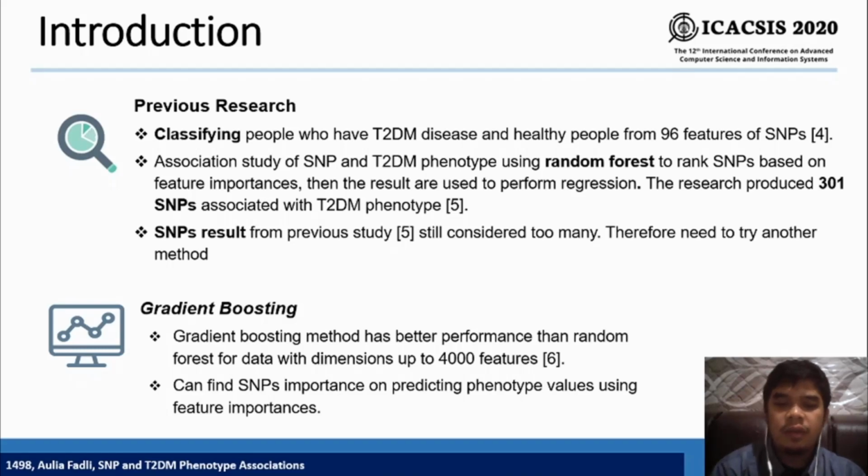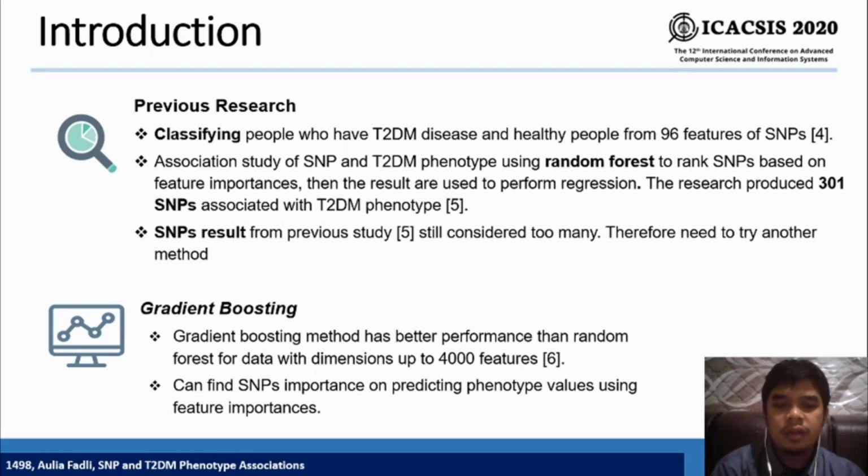One alternative method that we can use is gradient boosting. Caruana research in 2008 shows that gradient boosting method has better performance than random forest for data with dimension of up to 4,000 features. Gradient boosting can also find SNPs' importance on predicting phenotype values. This study aims at conducting SNPs association study with T2DM phenotype using gradient boosting. This method is expected to obtain fewer putative SNPs, which has comparable predictive ability than the previous method.